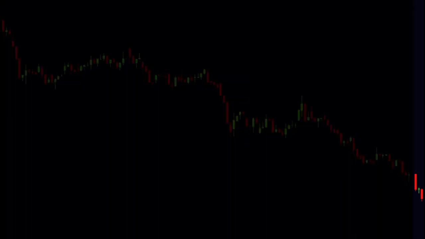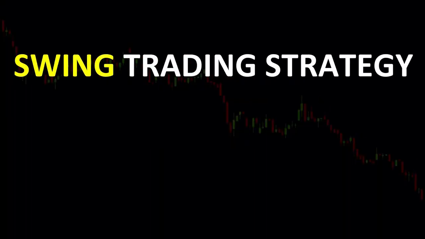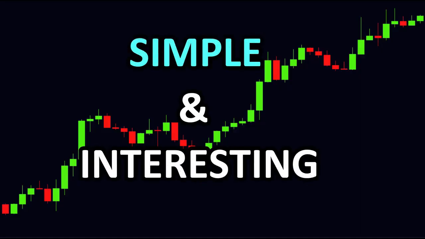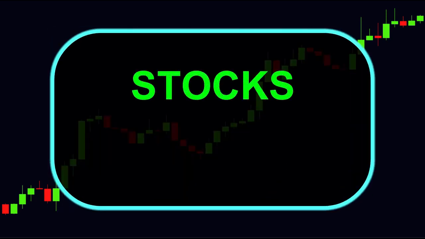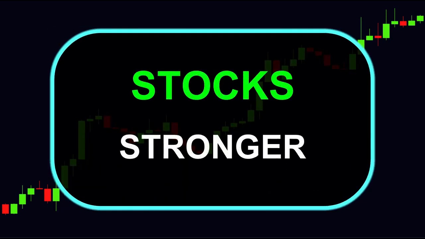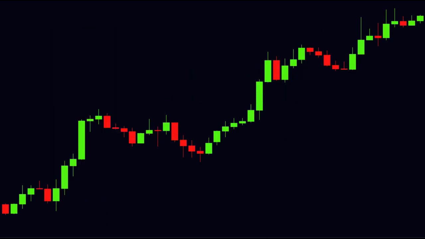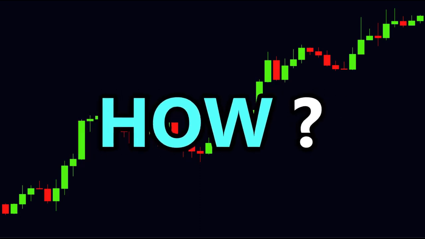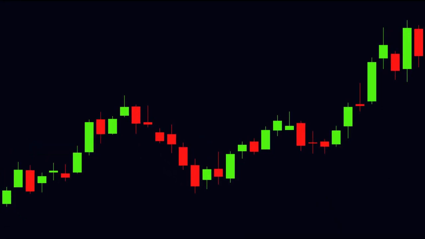Here, we are talking about a swing trading strategy, so we will look at our stock chart on the daily time frame. This strategy is quite simple and interesting. Our first job is to find the stocks which are fundamentally stronger as per our requirements. After that, we will look at each stock on the daily chart and try to plot the Darvas box. As the price breaks this box, we will make our trade entry. But the question is how to draw the Darvas box. Let me explain this in a simple way.